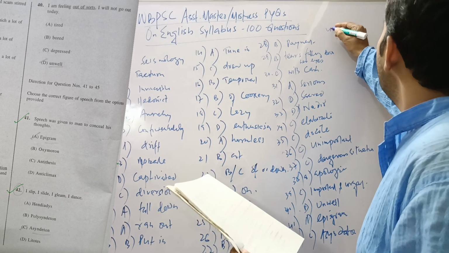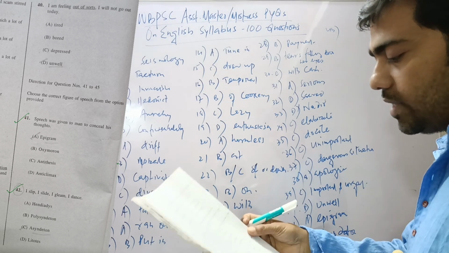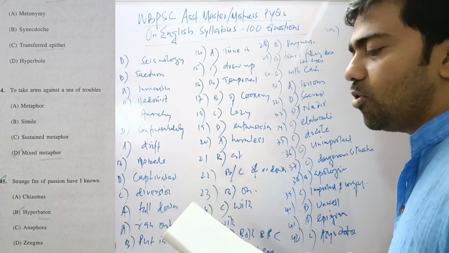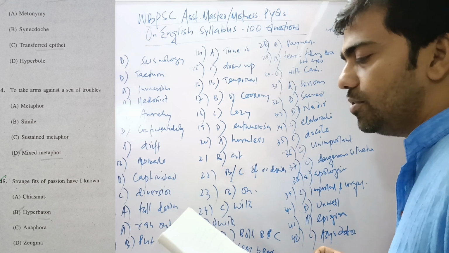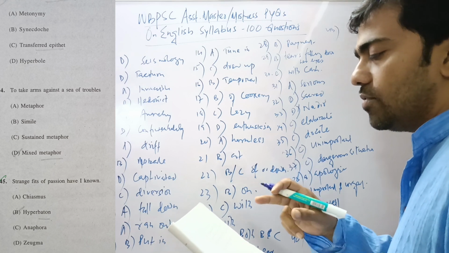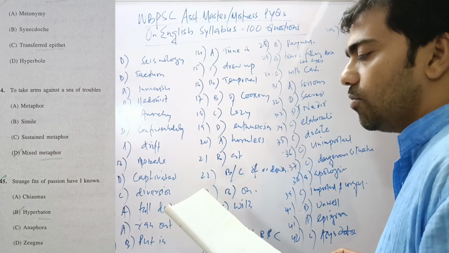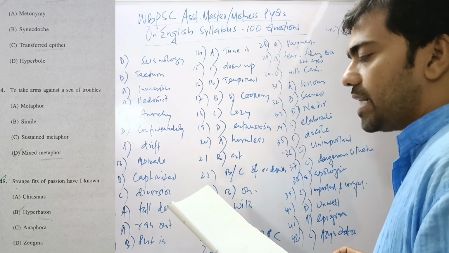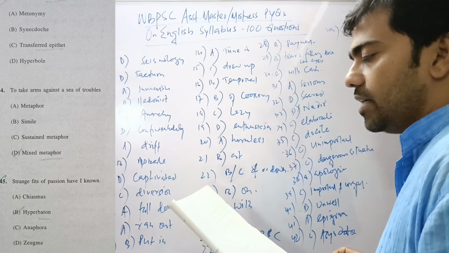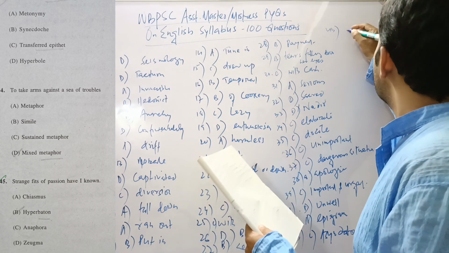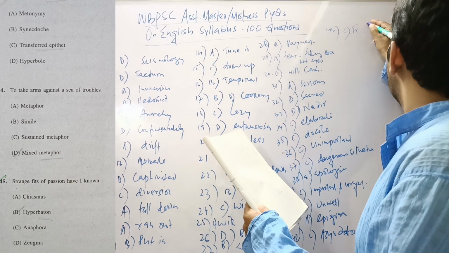Okay, 43. Grace this cold marble with a tear. It is a line from a text by Shakespeare, I think. Transferred epithet will be the correct one. C number, transferred epithet.